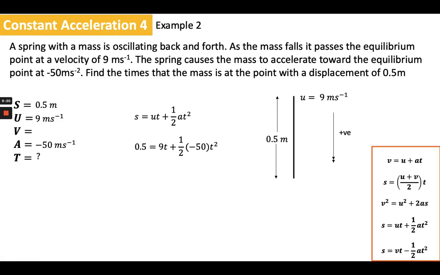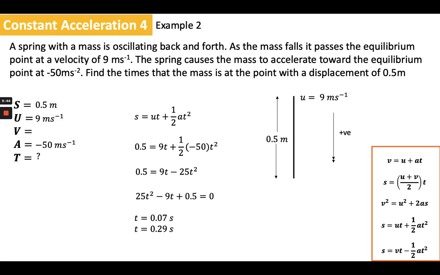Okay. Now you'll notice at this point I've got a quadratic equation, which I can rearrange to this point: 25t squared minus 9t plus 0.5 equals 0. Now, because it's a quadratic equation, when I type this into a calculator or use the quadratic formula, I'm going to get 2 answers for the time. Both of these answers are positive, so they're both valid. Times can be positive, that's absolutely fine.